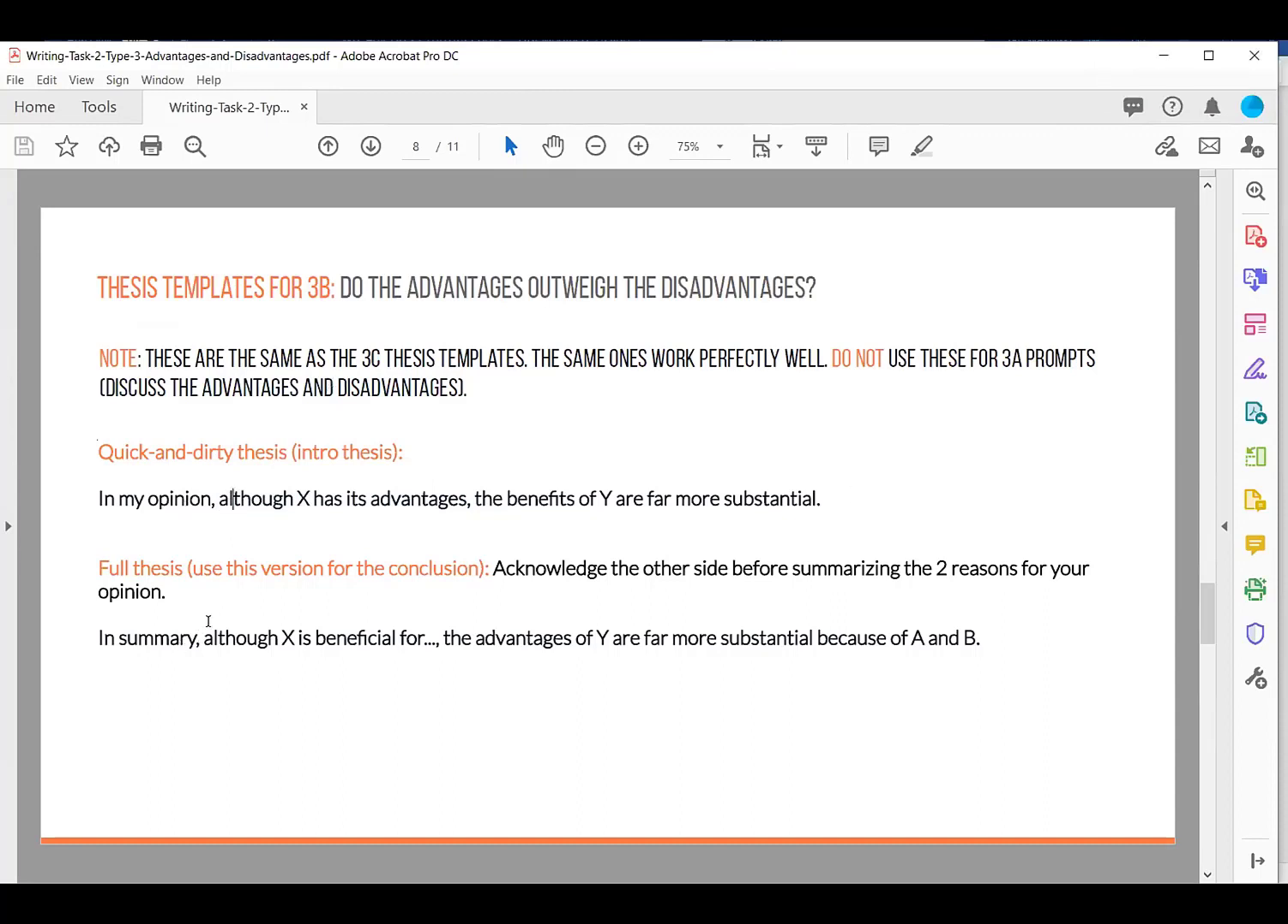But for the full thesis, again, we'll just briefly acknowledge the other side, but we don't need to develop it. In summary, although X is beneficial for some purpose, the advantages of Y are far more substantial because of these two reasons.